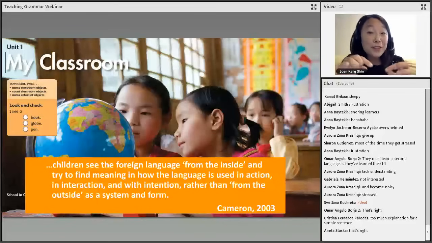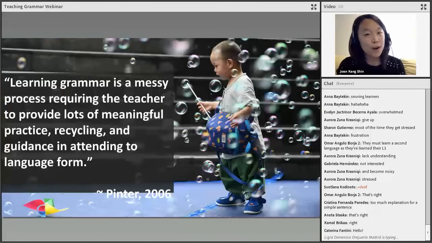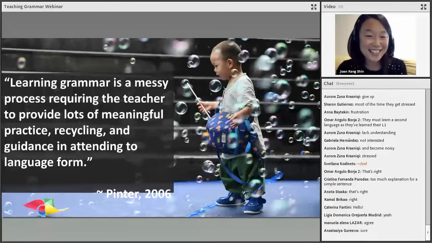Right? So in action, of course, means learning by doing. In interaction means through social activities. And with intention means the activities have a real purpose to use language. Okay, I think we can all agree on that. But of course, that doesn't mean that teaching grammar is easier to kids.